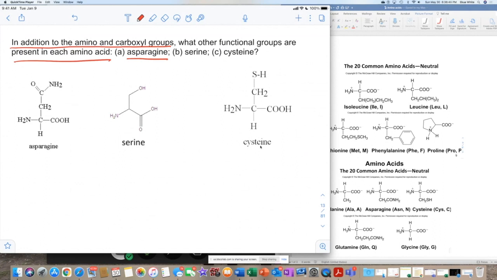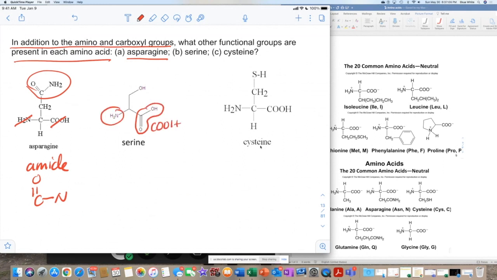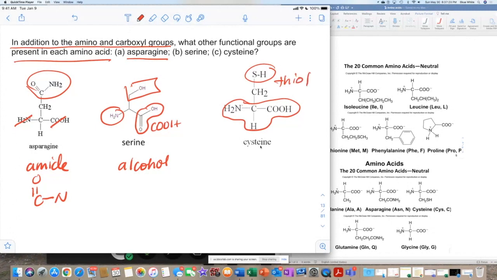Asparagine. So we have asparagine right here. These are the regular amino acid group. Well, you can see here we have an amide, right? Amide is carbonyl attached to a nitrogen, amide. Here with serine, we have the regular carboxylic group right here, COOH. This is your regular NH3. That makes this one here alcohol. Serine has an alcohol side group. What about cysteine? Cysteine, you have your basic amino acid right here, and this one here is a thiol, thiol group.